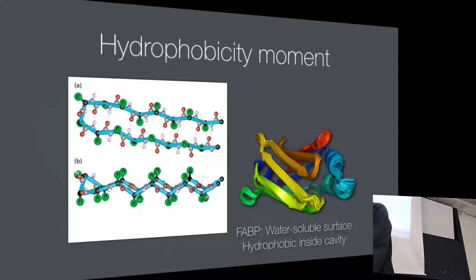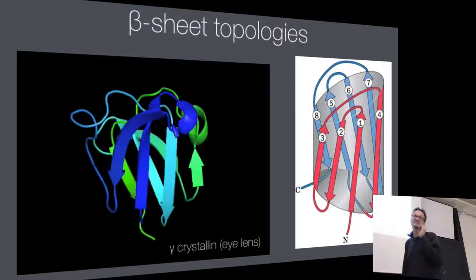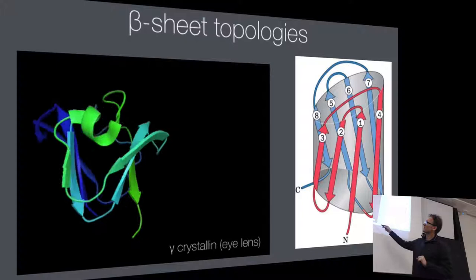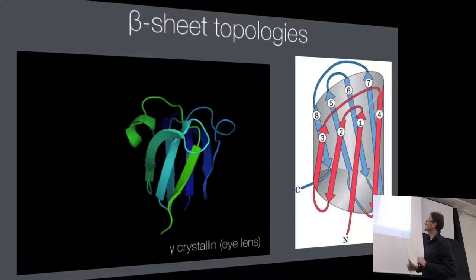I'm just gonna give you one more example of this. This is a protein called gamma crystallin, and that's what your eye lenses are created of. Also a very simple protein. And you have a bunch of loops up here, and these loops are frequently created to somehow try to close the interior. Super simple, small structure.